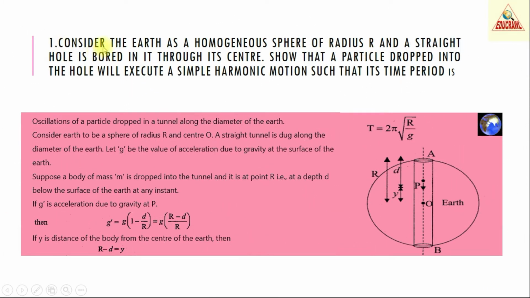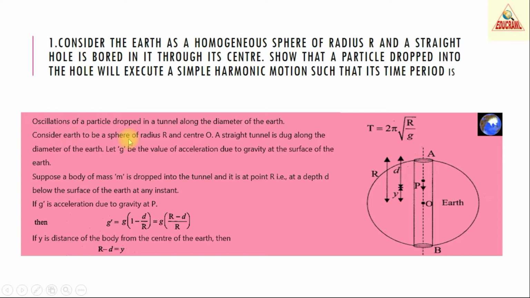First problem. Consider the Earth as a homogeneous sphere of radius r and a straight hole is bored in it through its center. Show that a particle dropped into the hole will execute a simple harmonic motion such that its time period is T equals 2 pi into square root of r by g. So here the oscillations of a particle dropped in a tunnel along the diameter of the earth is SHM. This we have to prove.